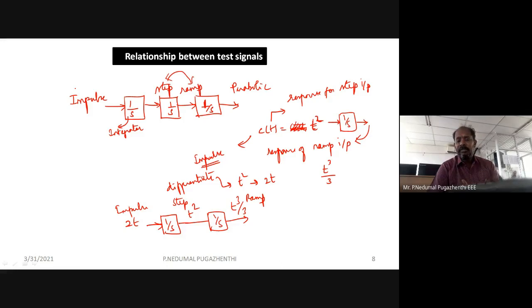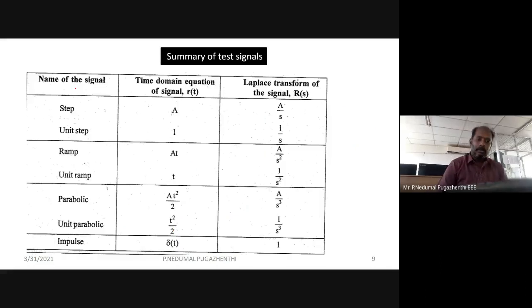I will just integrate it to get my step response, rather than going there again to analyze it. That is not required. So this makes the analysis a little simple. Got the point? This is the relation between all the test signals. I have consolidated everything here. The slides will be posted in your Google Classrooms. Anyway, you can go through that also.